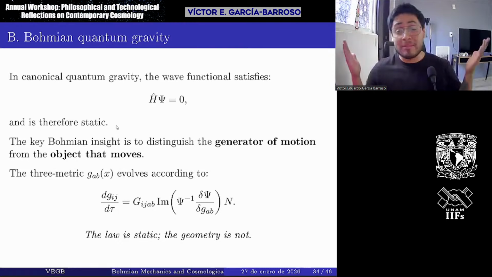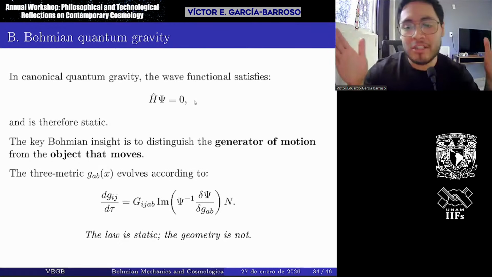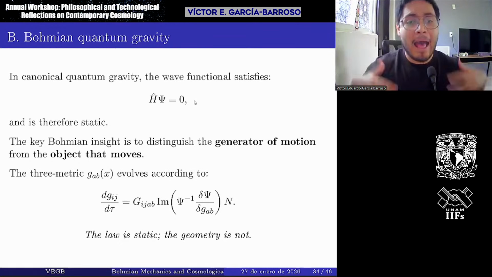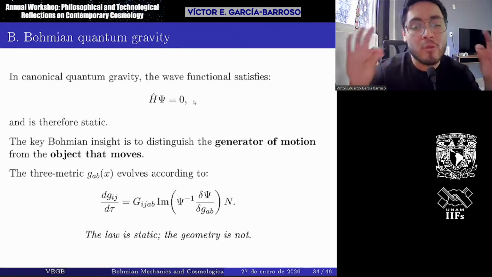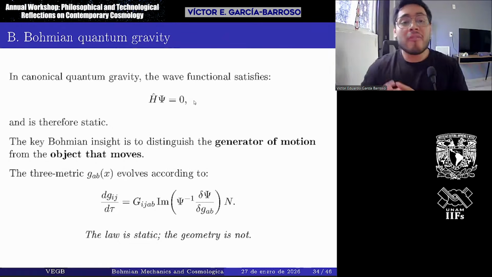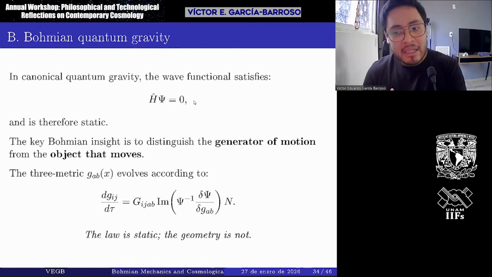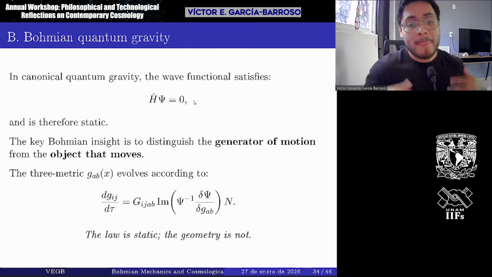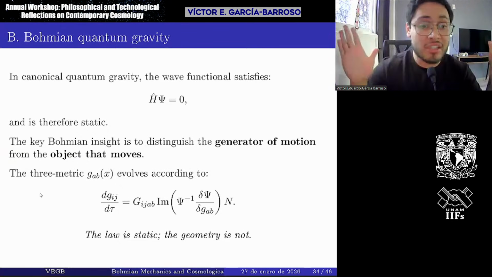And let's look at the problem of time. In canonical quantum gravity, we saw that the Wheeler-DeWitt equation gives us a frozen universe. The wave function is static. In Bohmian mechanics, we can solve this problem. We distinguish the generator of motion, the wave function, from the object that moves, the geometry. The wave function is static, but the geometry evolves. The equation you can see here describes how the metric changes.